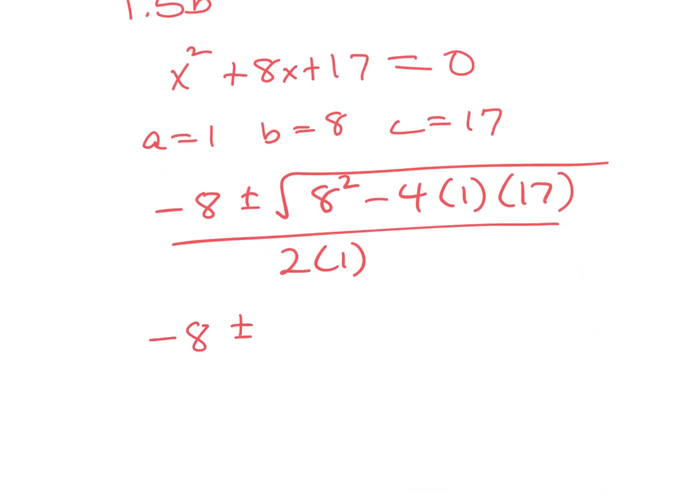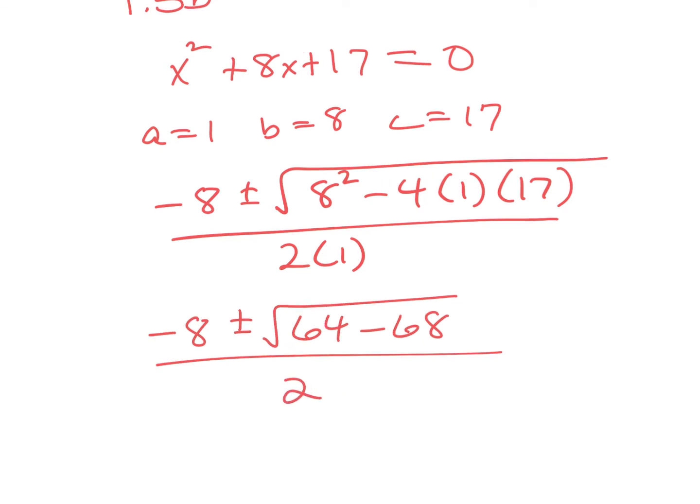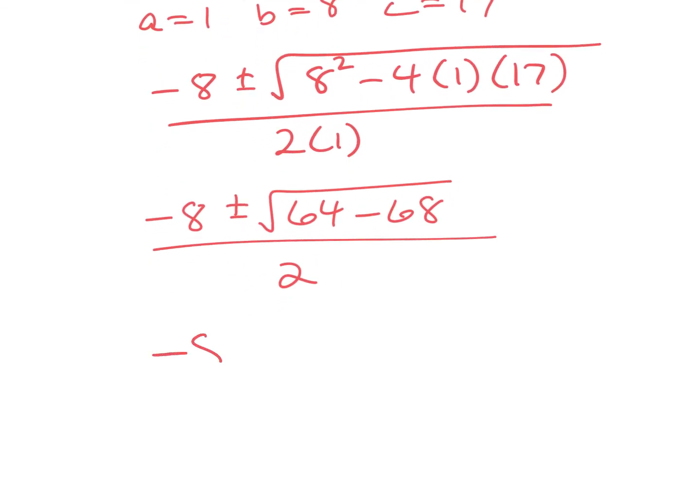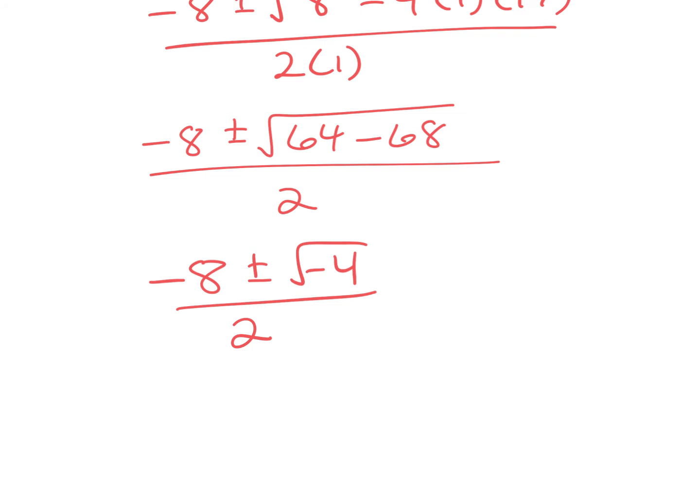Negative 8 plus or minus the square root of 64, and then 4 times 17 gives me 68. 2 times 1 is 2. Negative 8 plus or minus the square root of 64 minus 68 is negative 4. I need to simplify the radical first. Do not be tempted to simplify the 8 and the 2 right now. Break down the radical first.